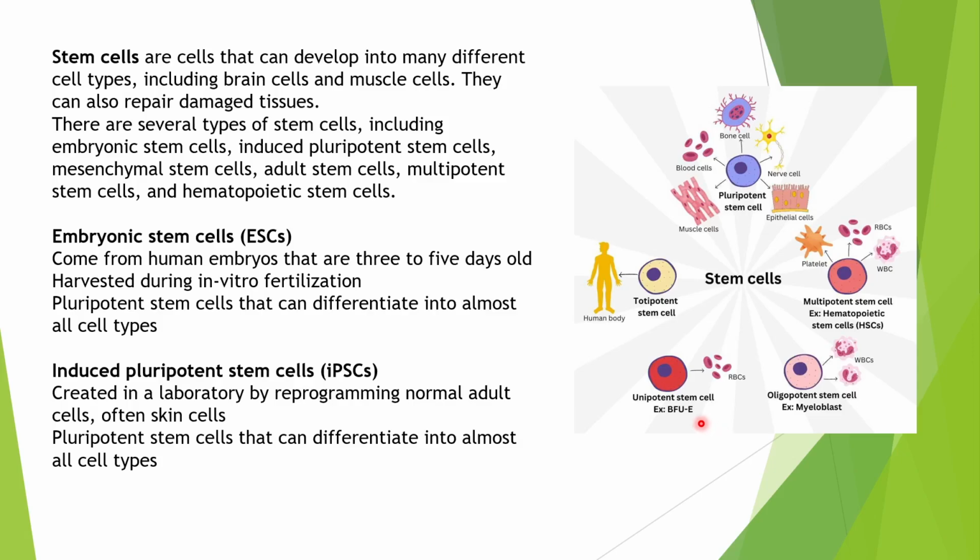Then you have your unipotent stem cell, which can give rise to only one type of cell, which can keep producing only one type of cell. Then you have your oligopotent stem cell, which can produce two or three types of cells, not an entire group, but not a single type either. So a few types of cells can be produced by your oligopotent stem cells, like your myeloblasts, which produce your different types of white blood cells.